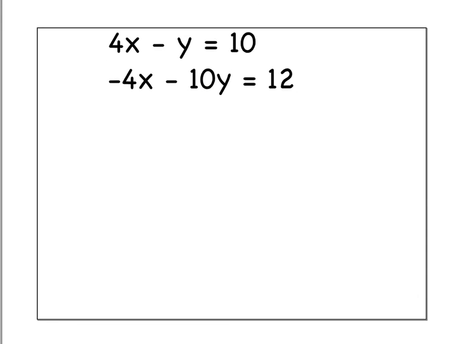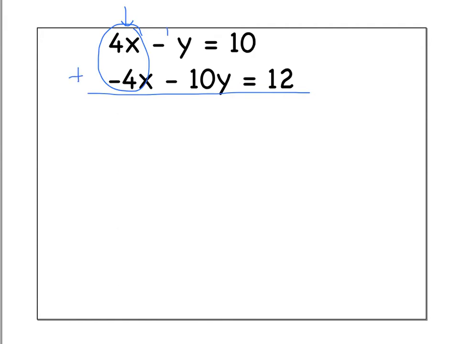When I go to my next equation, I notice that my x's are already opposites. Positive 4x is the opposite of a minus 4x. So this one I don't have to do anything. I can just go ahead and solve. So the opposites give me 0. Now I have to add the two equations together.